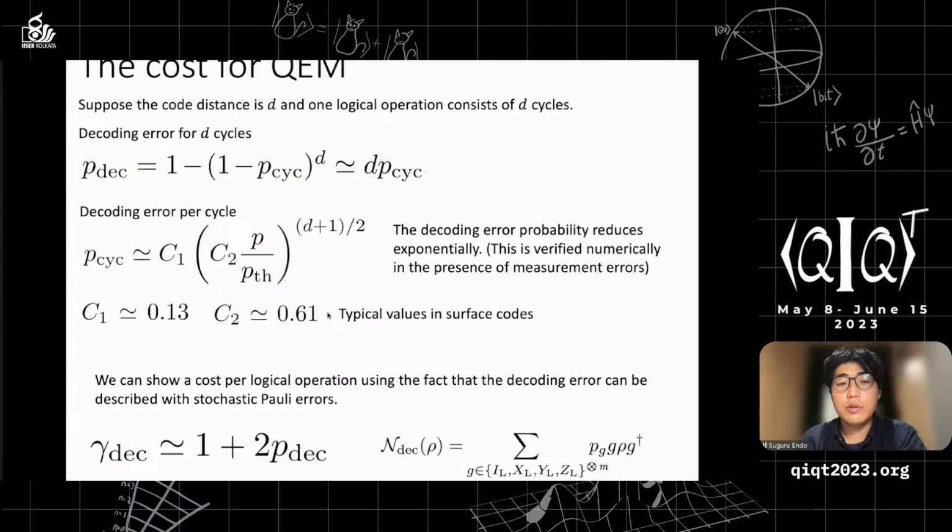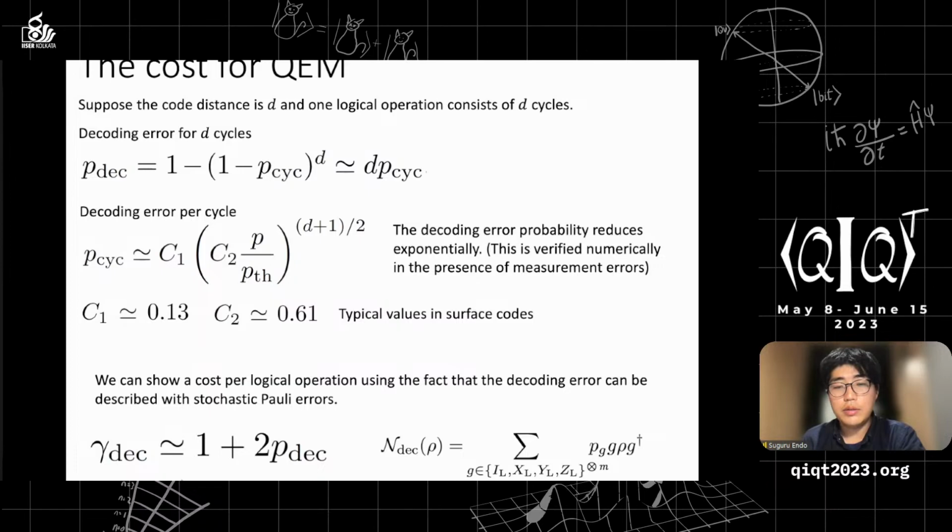The important value is this one: P is the physical error rate, and P_th is the threshold value of the error correction. When we increase the code distance, the error per cycle exponentially reduces depending on the code distance d. We can also calculate the error probability for d cycles. This is a little bit complicated, but you can think of this as just the logical error probability for one gate, written as a function of d. So the error mitigation cost gamma can be written as this one.